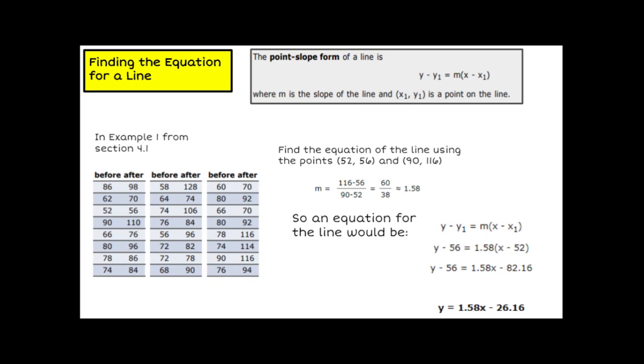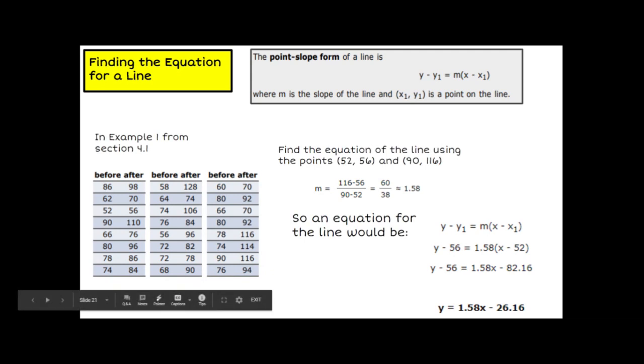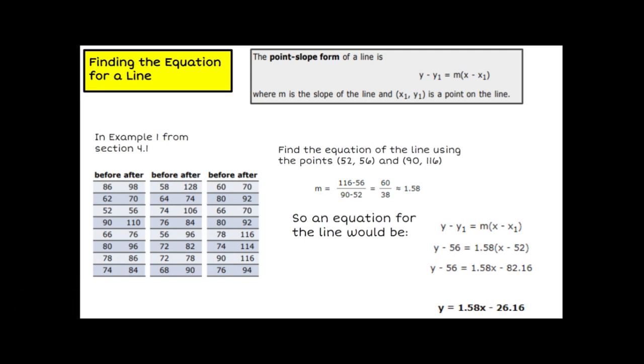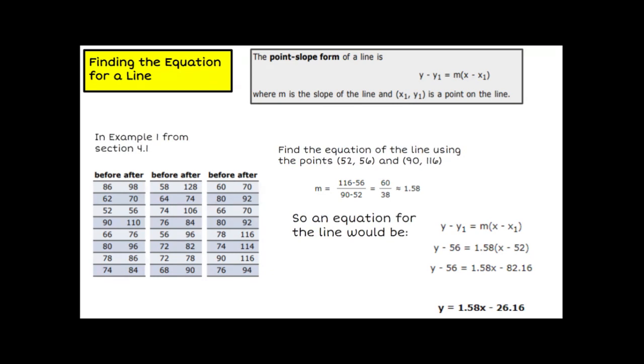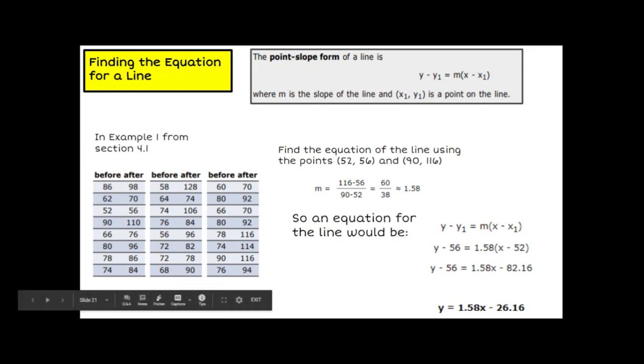All right. So also, it's interesting to note the meanings behind the slope and y-intercept. For this example, a slope of 1.58 means about 2 additional beats per minute after the brisk walk for each additional beat per minute before the walk. The y-intercept, on the other hand, doesn't apply in this case.